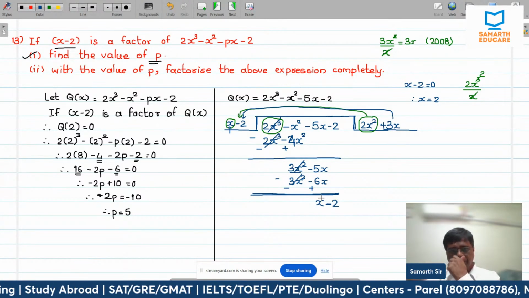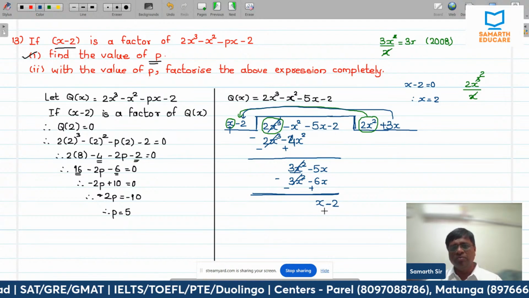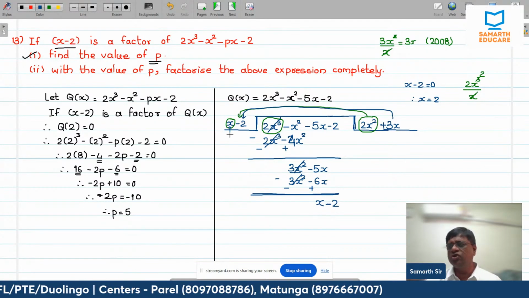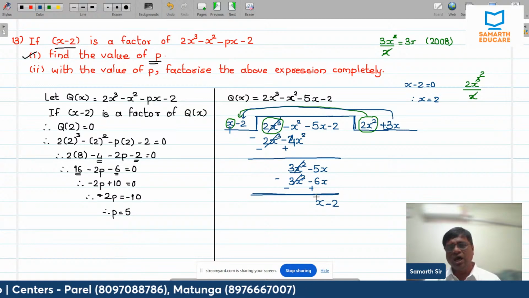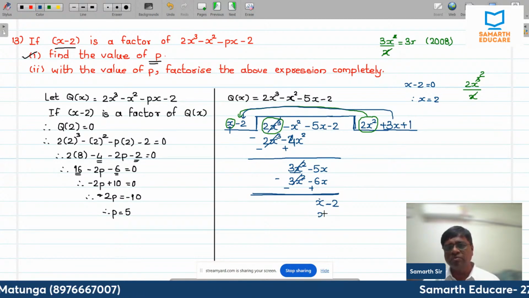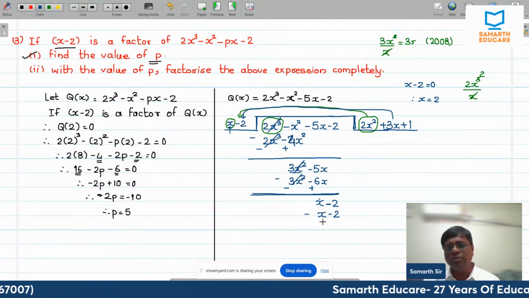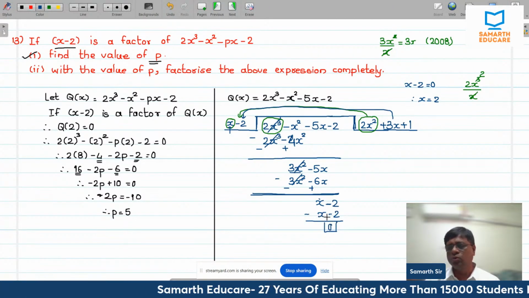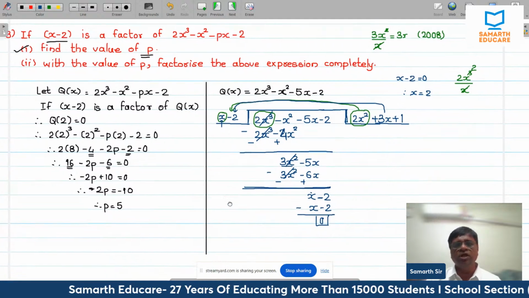Now, remember that x minus 2 is there. So I have x. Let us only focus on the first term. I have x, I want x, so I will have to multiply by 1. So this becomes x minus 2. I subtract them and I get the remainder as 0. All right, I hope you understood.